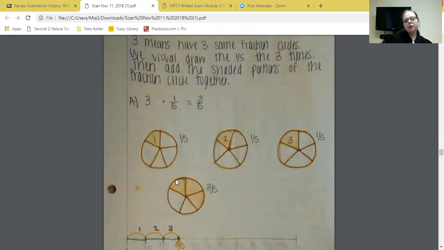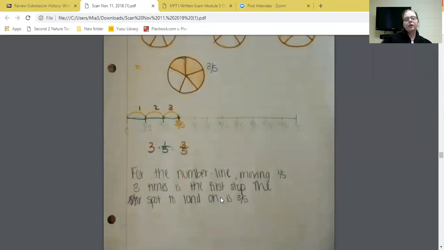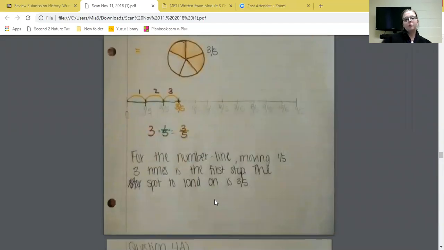So we have 1/5 colored on the pie chart 3 different times. So we have 1, 2, 3. And then when we add those 3 separate 1/5 together, we get 3 out of 5 colored in the circled pie diagram. Now we're going to do that on the number line.